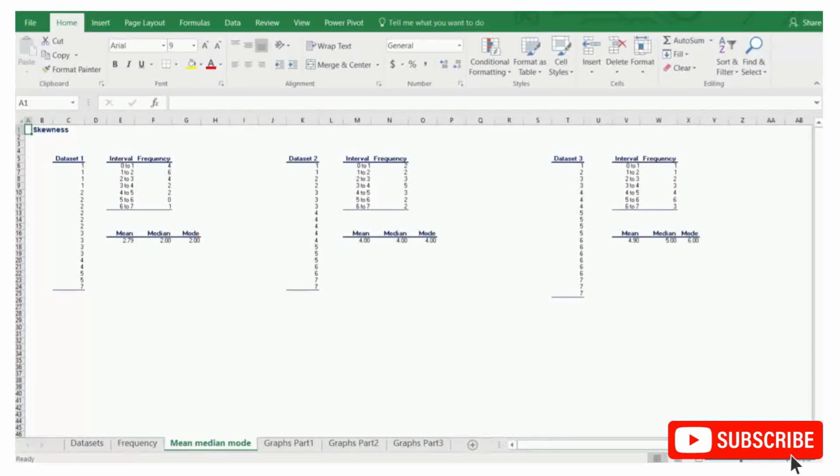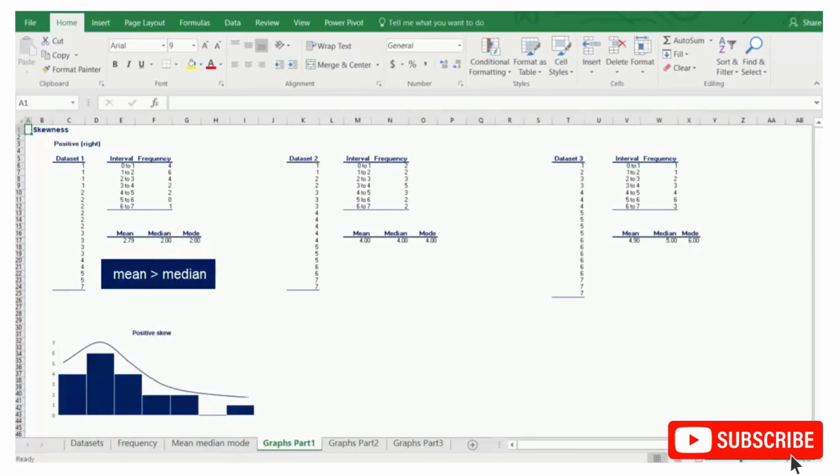The first dataset has a mean of 2.79 and a median of 2, hence the mean is bigger than the median. We say that this is a positive or right skew. From the graph, you can clearly see that the data points are concentrated on the left side. Note the direction of the skew is counterintuitive. It does not depend on which side the line is leading to, but rather to which side its tail is leading to. So, right skewness means that the outliers are to the right.